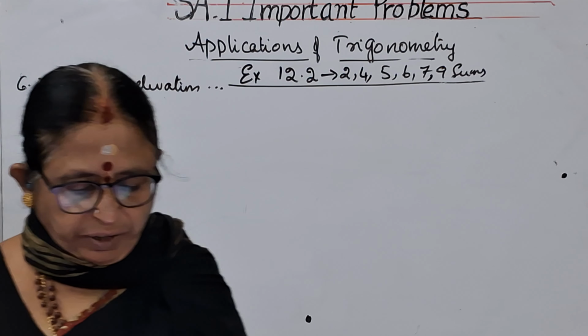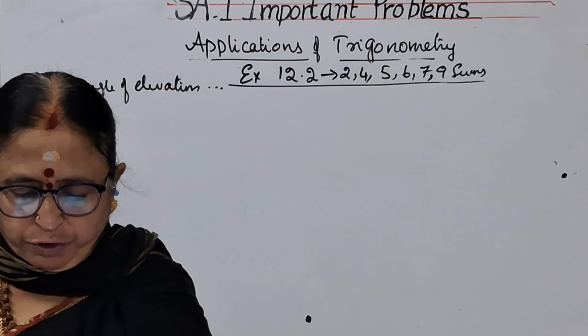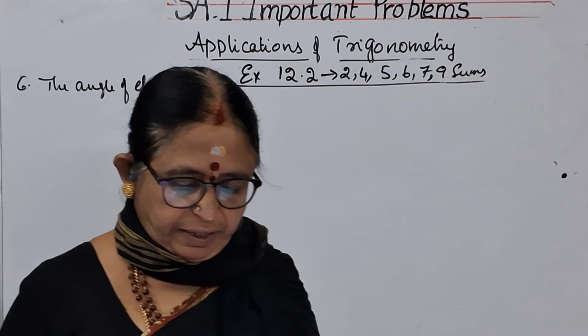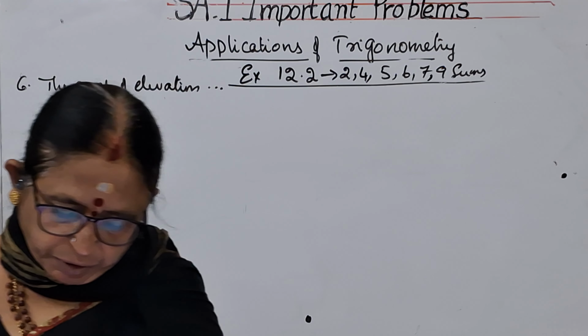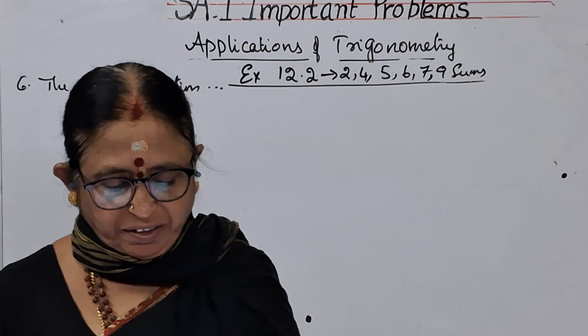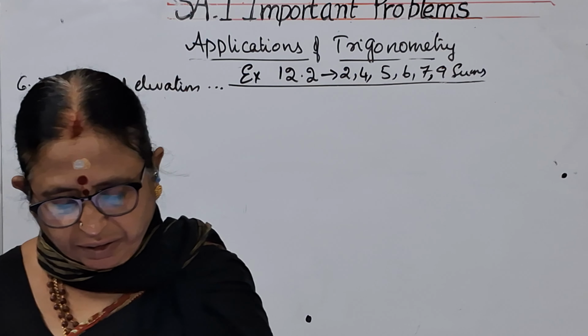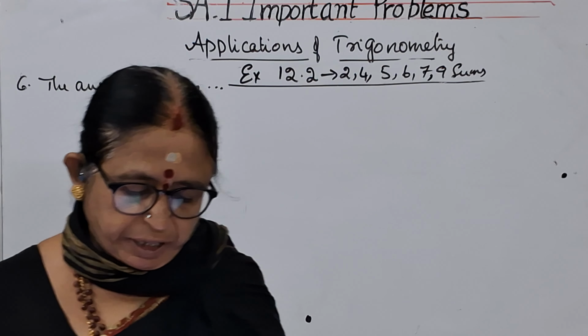The angle of elevation of the top of a building from the foot of a tower is 30 degrees and the elevation of the top of the tower from the foot of the building is 60 degrees. If the tower is 30 meters height, find the height of the building.